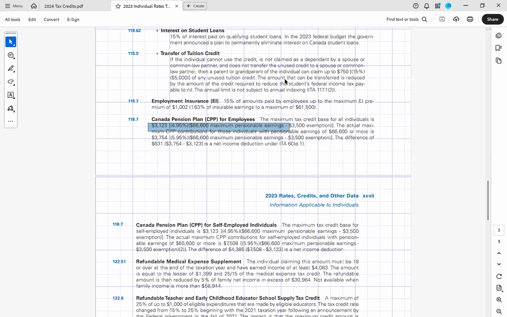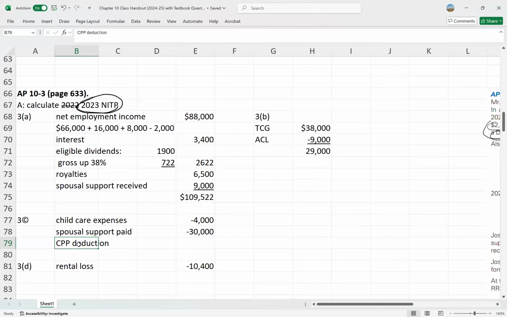I wanted to show you that because in the solution, they do deduct the CPP amount. Once again, I want to share that with you so that when you start going through the self-study problems, if you are looking at the 2023 year, that CPP deduction is going to be 631. Any questions about that?